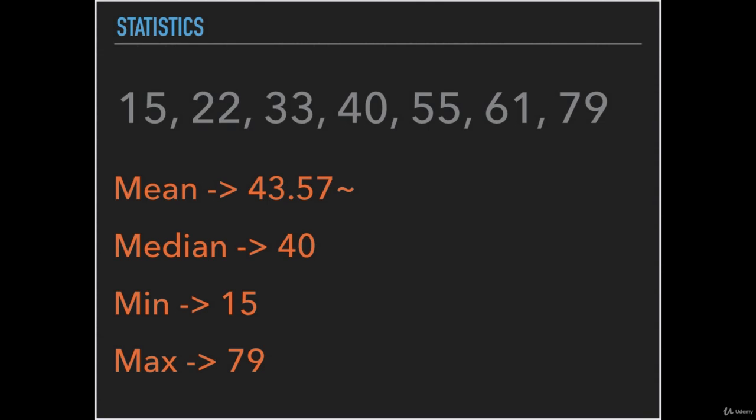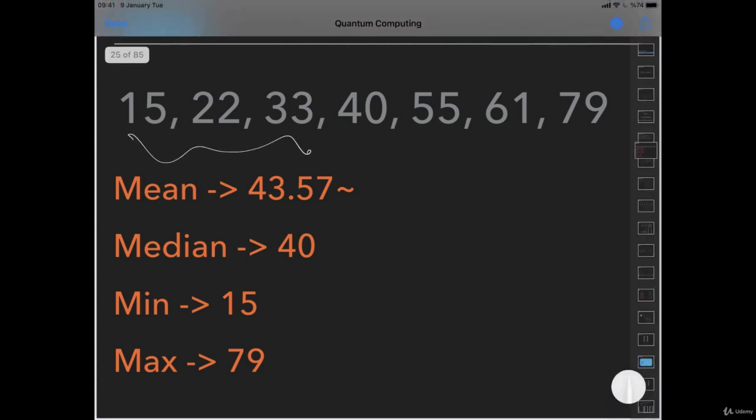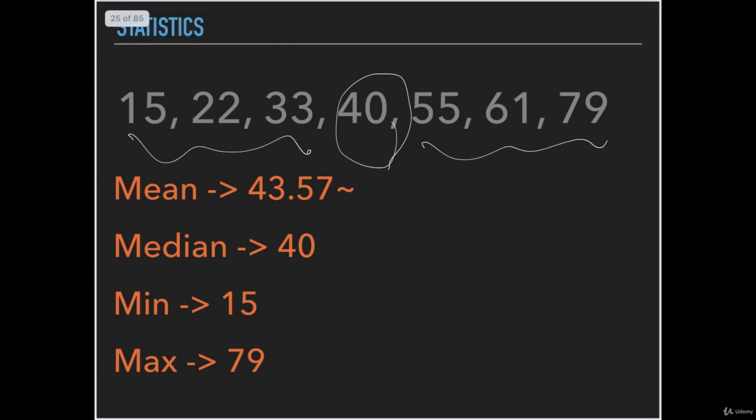Median means that it's the middle number in the sorted array. So it starts with 15 and it goes up to 79, and if they are not sorted, we should sort them out and we can get the middle number, which is 40. Okay, so this is the median that I'm talking about. Of course, you already know what a minimum is and what a maximum is, so it's very easy to understand these concepts.